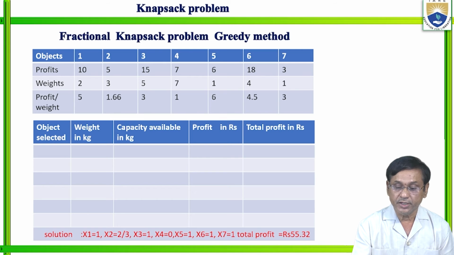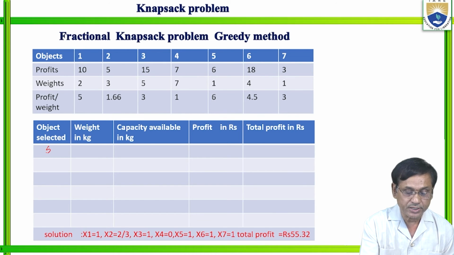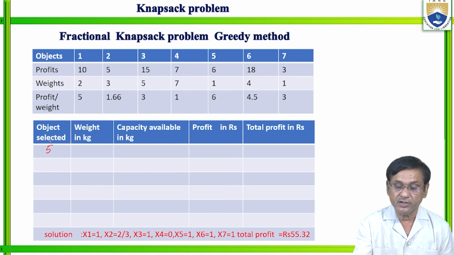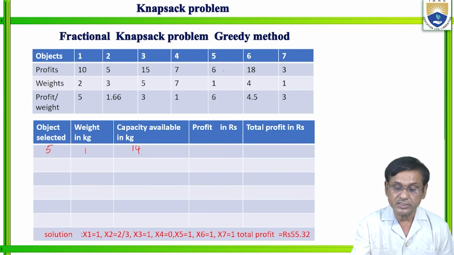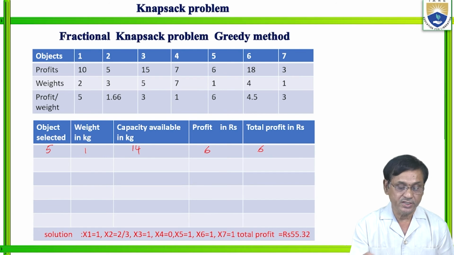Now, the weight ratio corresponds most to the fifth object, so the fifth object is selected. The weight of the fifth object is 1. The total capacity is 15 kg, and 15 minus 1 is 14. The profit corresponding to this fifth object is 6, so the total profit is 6.